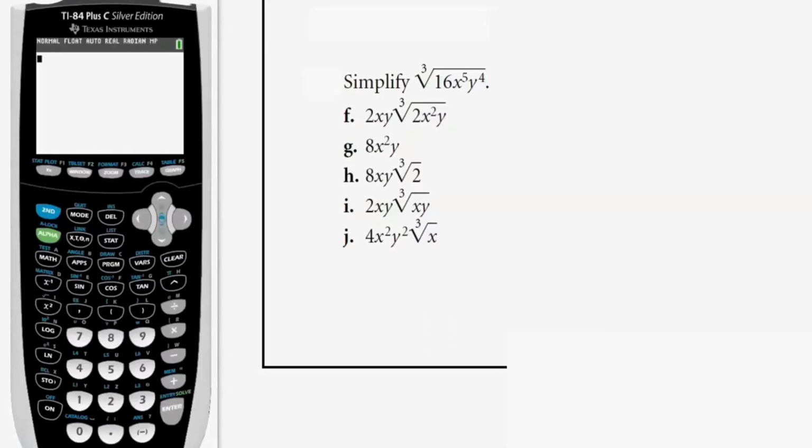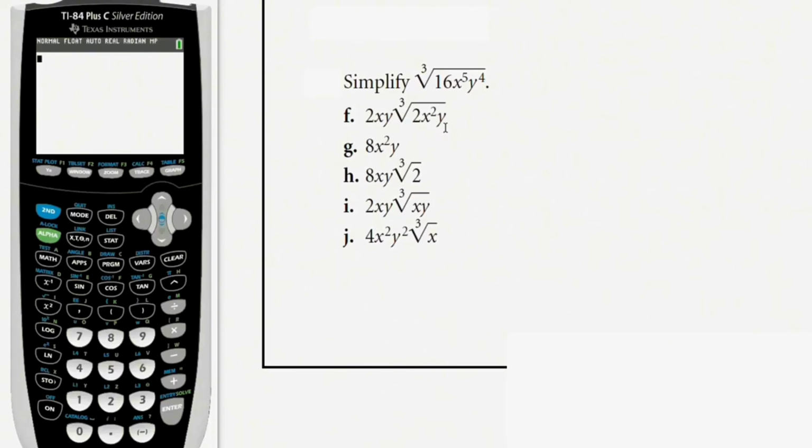In this video, we're going to learn how to solve this ACT math question using the TI-84 plus scientific calculator easily and fast. So ensure you stay to the very end of this video. So the question says simplify cube root of 16x to the power 5 y to the power 4. Alright, so guys, this question is very simple.